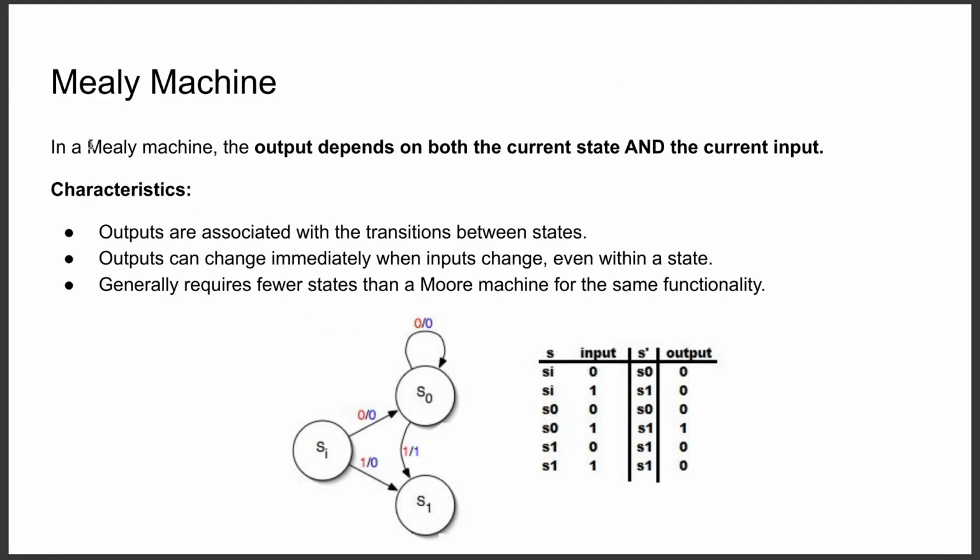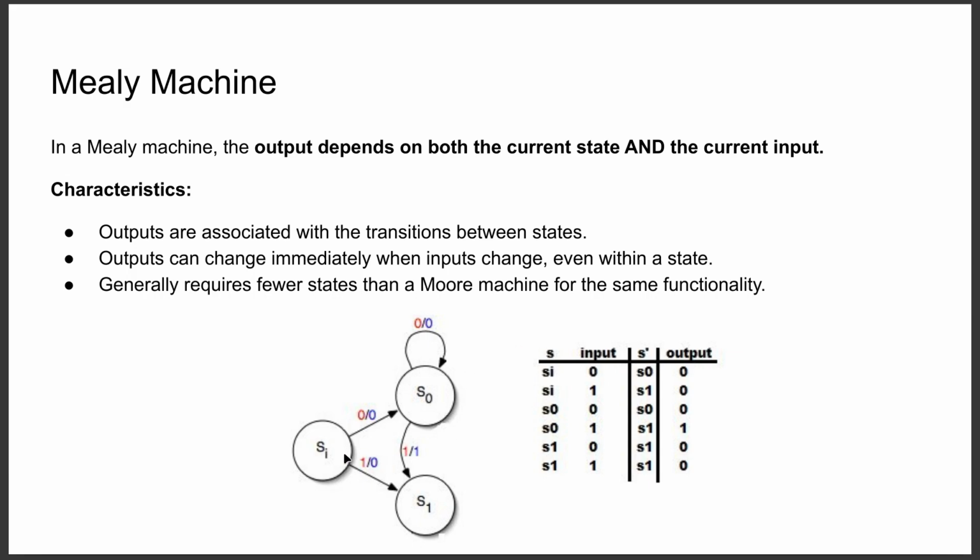A Mealy machine. In a Mealy machine, the output depends on both the current state and the current input. Outputs are associated with the transition between the states. Outputs can change immediately when inputs change, even within a state. It generally requires fewer states than a Moore machine for the same functionality.